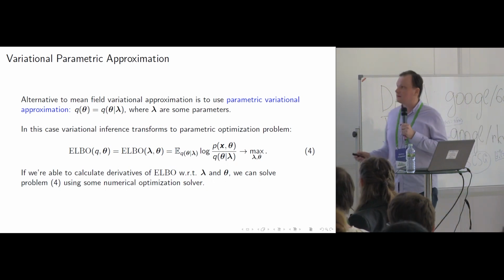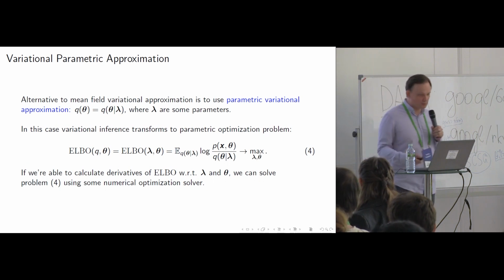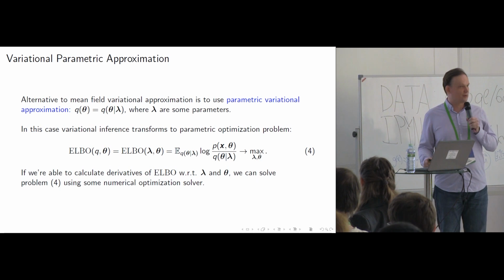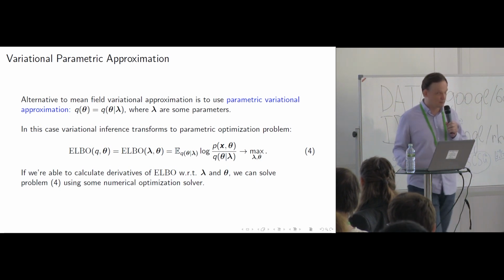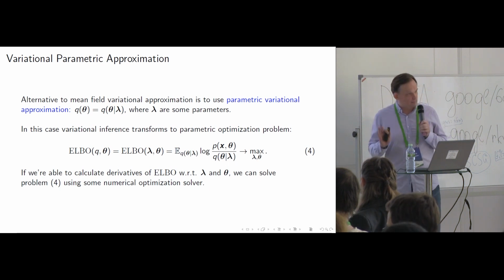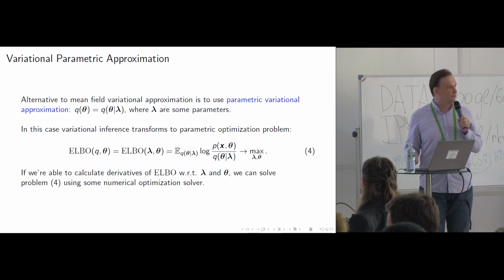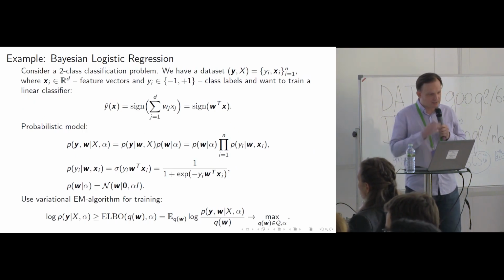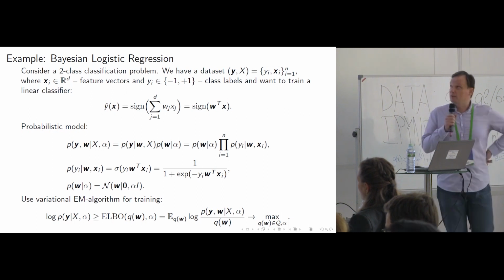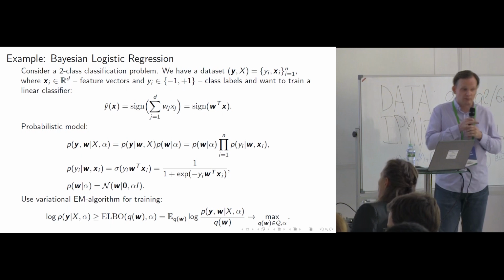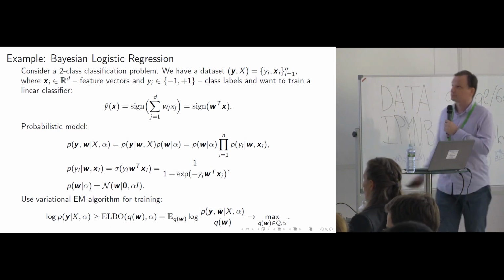Again, in this description, this is not possible to do in a general setting for all kinds of probabilistic models you might imagine. But it is possible to do for some models that are not covered by mean field approximation. So let's see some notable example, which is a Bayesian logistic regression. So the Bayesian variant of the logistic regression model.